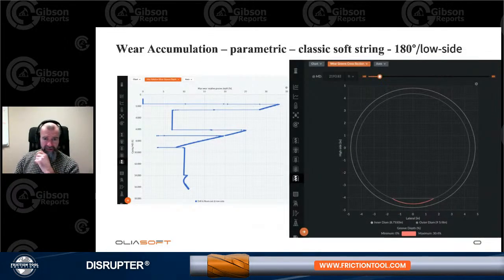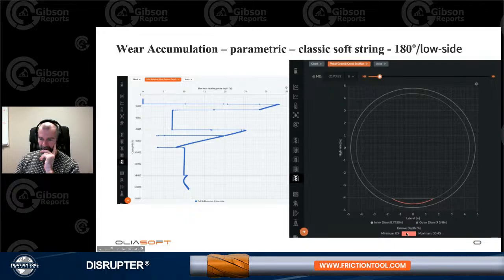So let's take a look at how the wear grooves look cross-sectionally. Going back to the parametric well, where we look at classic soft string torque and drag analysis with all the grooves located at the low side. So we just assume that the drill string is heavy spaghetti, right? The drill string would have been lying here and causing this groove.